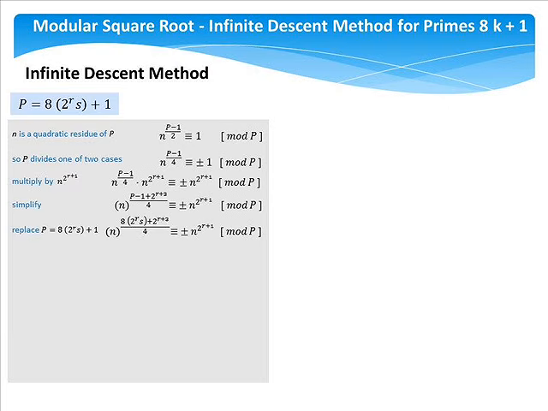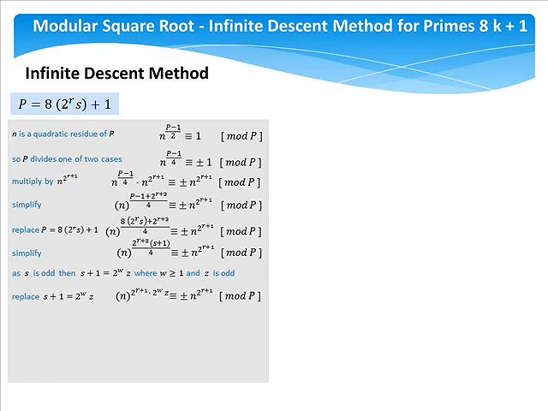Third, we substitute p as a times 2 raised to r times s plus 1 into the exponent and then simplify. Fourth, we replace s plus 1 with 2 raised to w times z. After rearranging, we get that n raised to 2 raised to w minus 1 times z raised to 2 raised to r plus 2 is congruent to plus or minus n raised to 2 raised to r plus 1 modulo p. Fifth, we determine the residue modulo p.